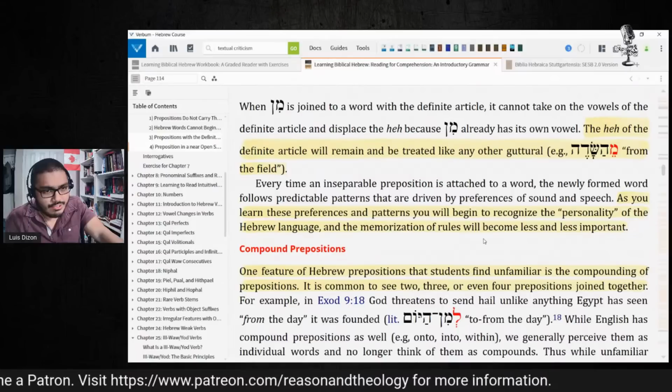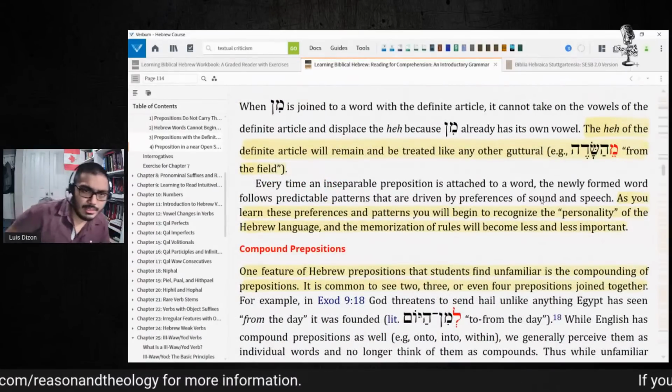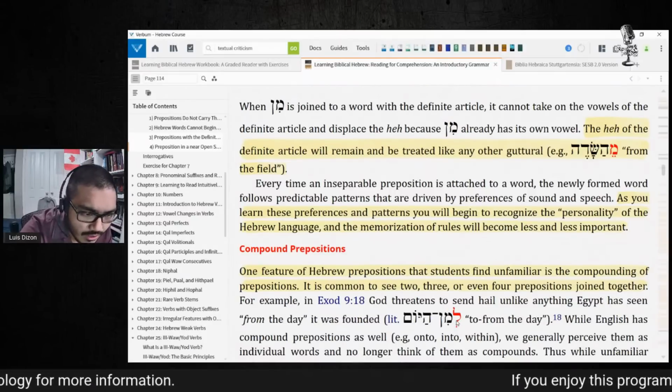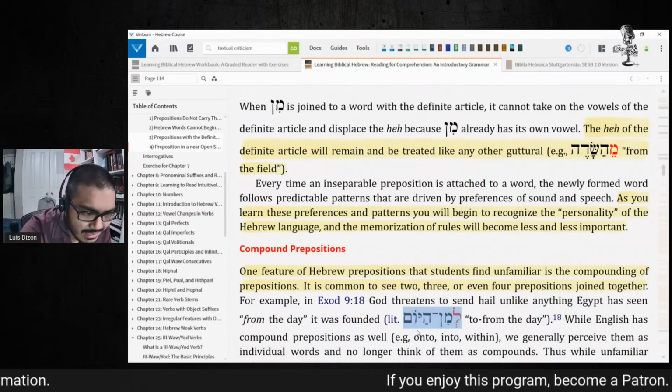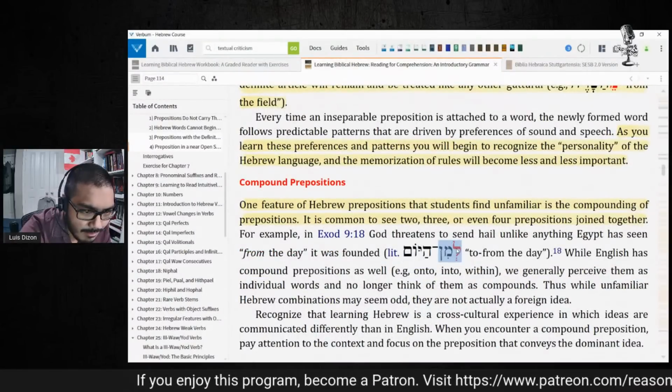And one of the interesting things that Hebrew sometimes does is it'll combine multiple prepositions together. So lamin hayom is one example in Exodus 9:18. So to from the day.